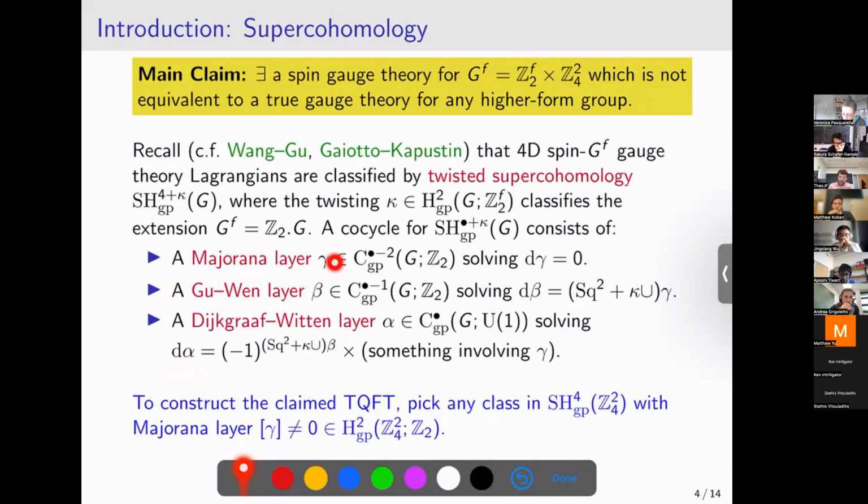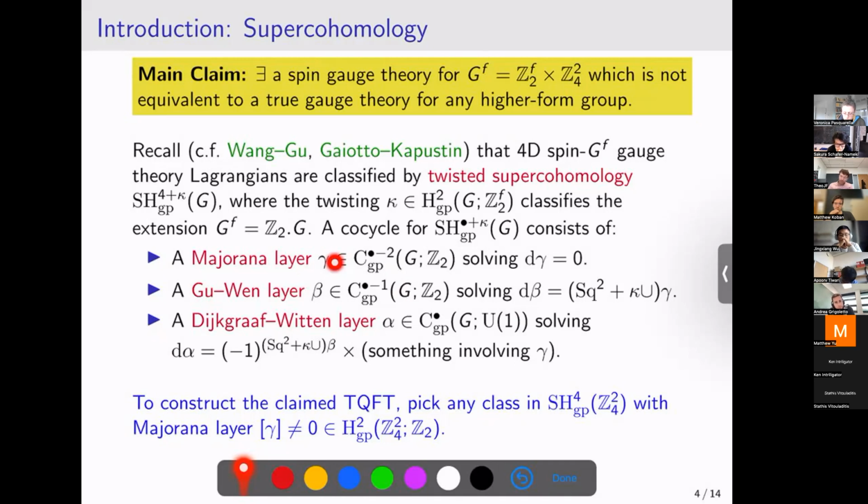And they said, well, we could additionally have a cochain of degree 1 less than the dimension that I care about, just valued in Z2. And they didn't know about the bottom layer, so they would have written down dB equals 0. And then the Dijkgraaf-Witten layer's cocycle formula gets modified there.